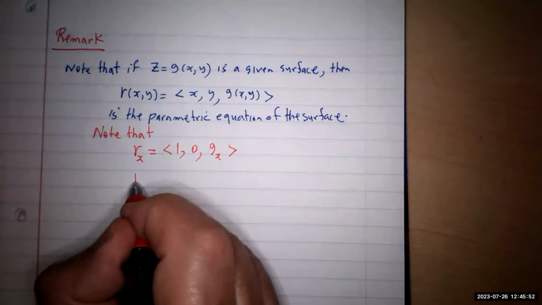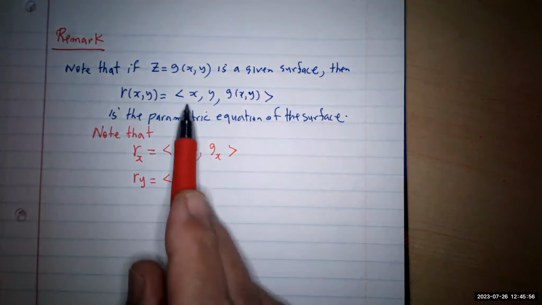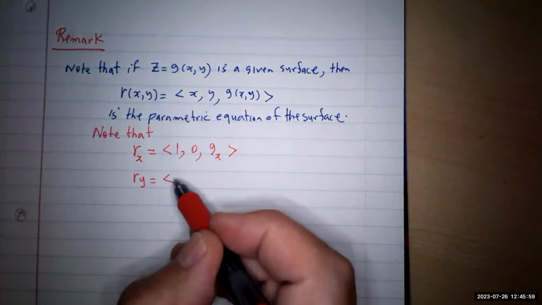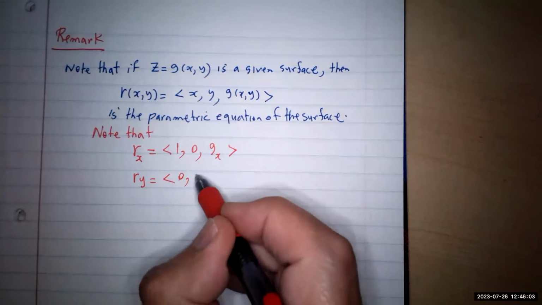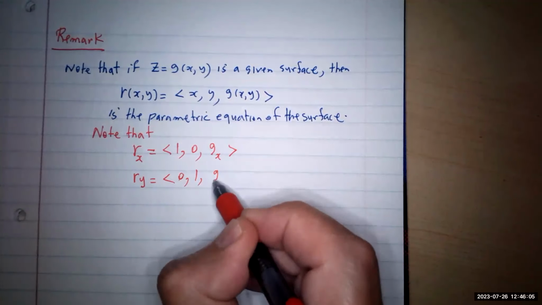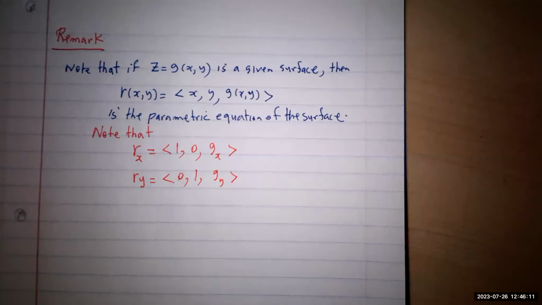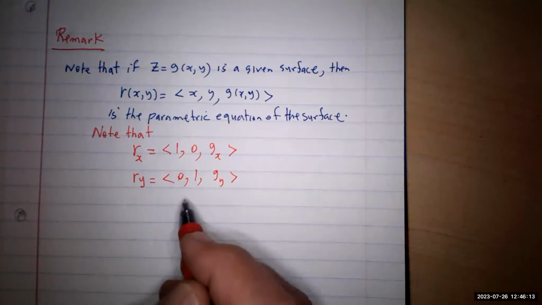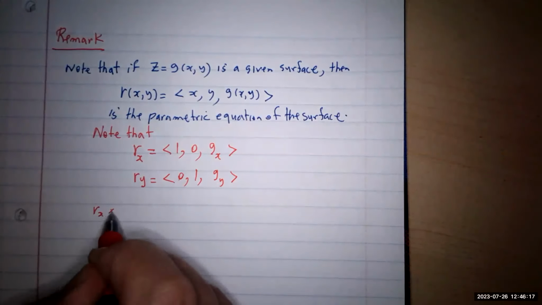Then the second parameter is y. So differentiate with respect to y. This would be 0, and this would be 1, and this would be g sub y. So what's going to be the normal vector? Cross them together. So we get the normal vector is going to be Rx cross Ry.